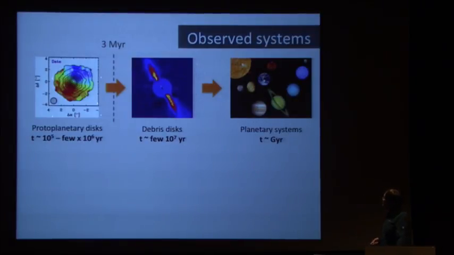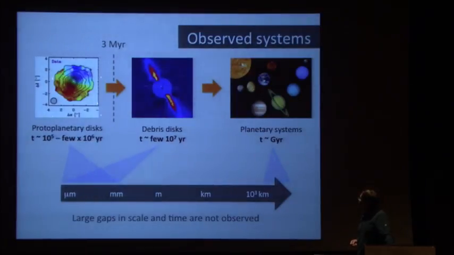Then at later times, maybe tens of millions of years, though there's quite a range, we have debris disk systems. These are systems where there's a much smaller amount of gas, perhaps in some cases no gas at all. But we have solid material which is colliding together, producing dust particles which are eventually blown out or lost from the system. And then finally we have planetary systems, which in most cases, not quite all, are still being observed at very late times, billions of years after formation.